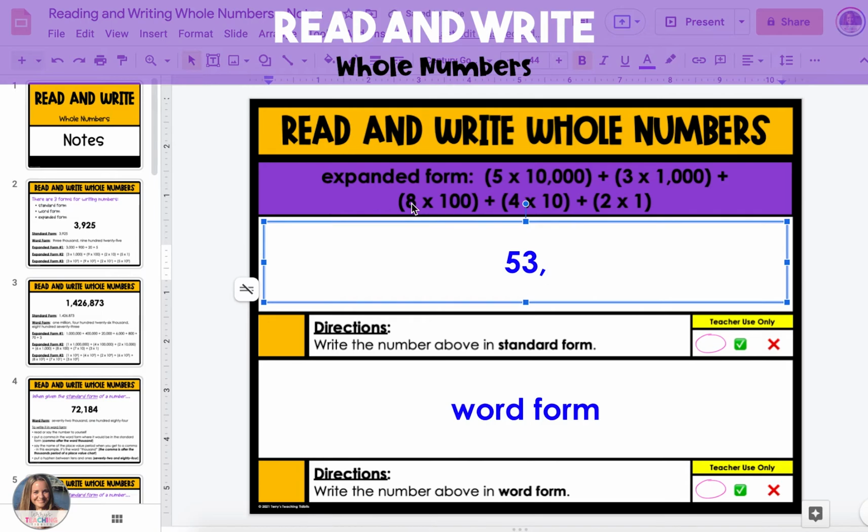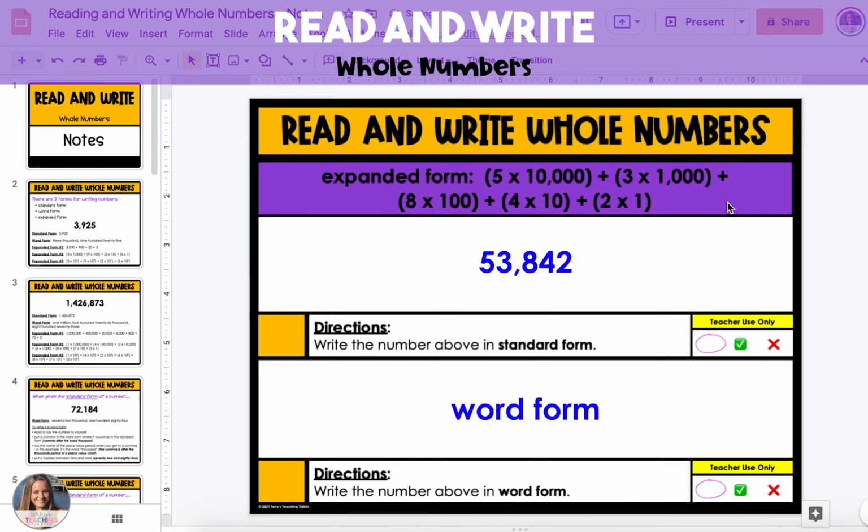Next, we have an 8 in the hundreds place. We're going to type an 8, then a 4 in the tens place, and finally, because we have 2 ones, we're going to put a 2 in the ones place. So we have 53,842 to represent 53,842. Next, we're going to write this number in word form, which is so much easier to do once we have it in standard form.